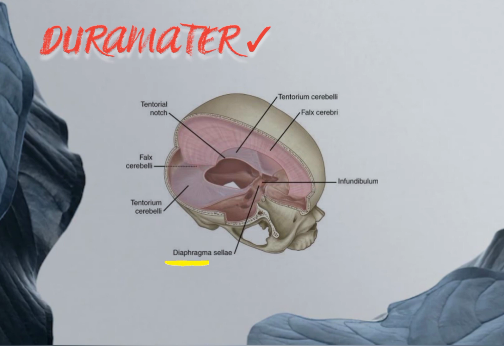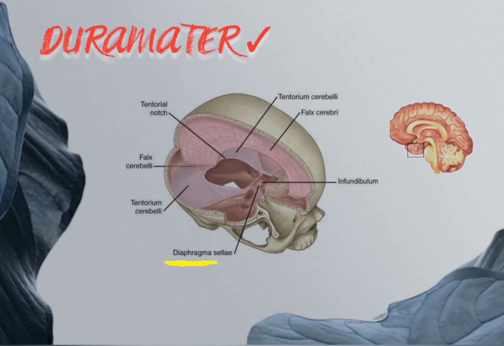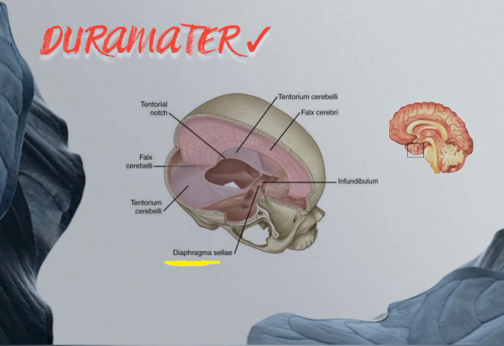Now the last one, the diaphragma sellae, is a small circular fold of the dura mater that forms the roof of the sella turcica, with a small central opening allowing the passage of the stalk of the hypophysis cerebri. So this is present over here.